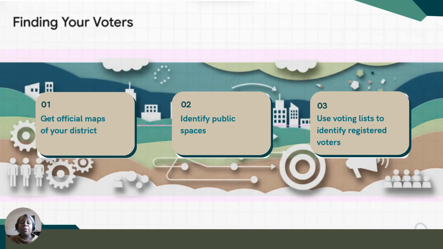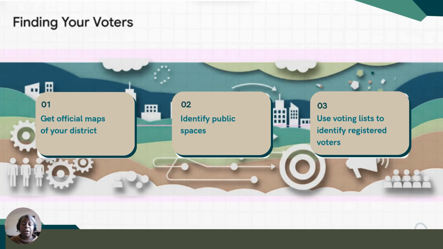So now, how do you actually find those people? And it's a really straightforward three-step process. So the first one is to get official maps of your district, which you usually can do at your local election board, and usually those are just online. You then want to identify public spaces. So, where is it that people are going? So, you want to make sure that when you have a campaign, unless you just have lots and lots of money where you can do the commercials, you can do all these things, but you want to make sure that you're actually talking to people who can vote for you and not just anyone who lives in the area.